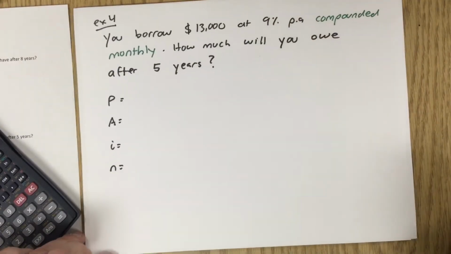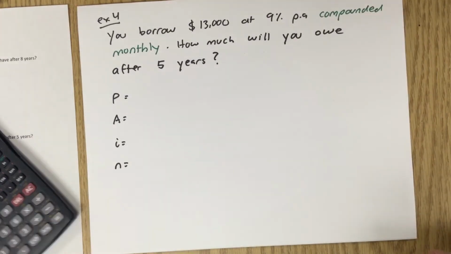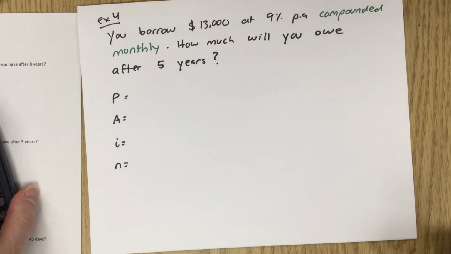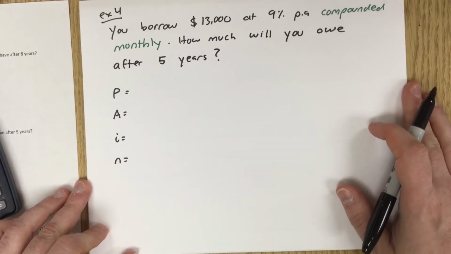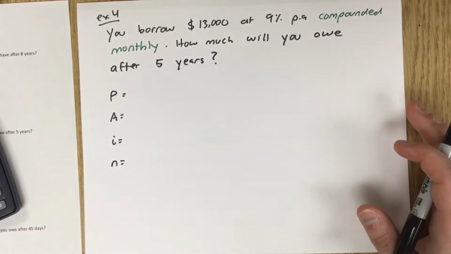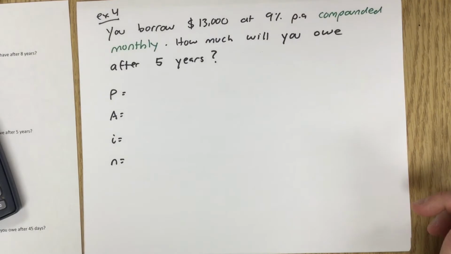You borrow, so now the interest is bad because we're going to have to pay more money, but it's the same calculation. Borrowing or depositing in the bank is just a matter of who's provided the money and who's getting the interest or paying the interest. So you borrow $13,000 at 9% per year, compounded monthly. How much will you owe after 5 years?